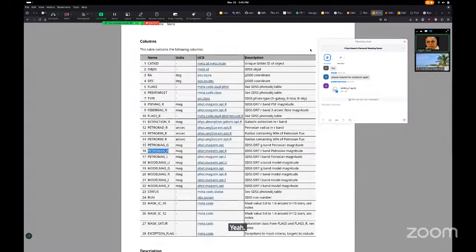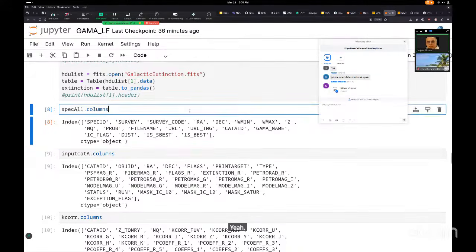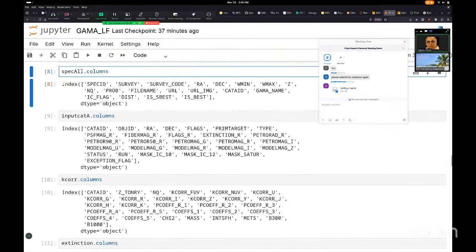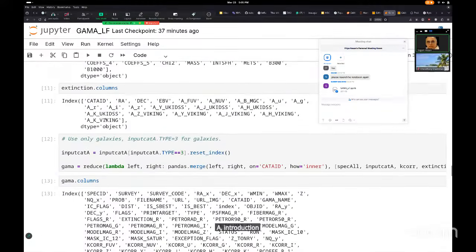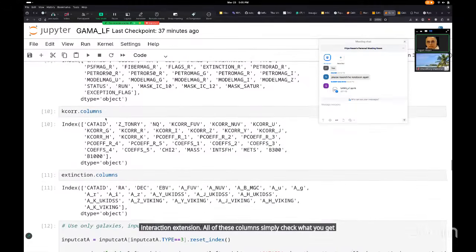Now the net is working fine. No, you take it complete. Okay, so spec all the columns, input catalog, A, K correction, extinction, all of these columns you can check what you get. Okay.